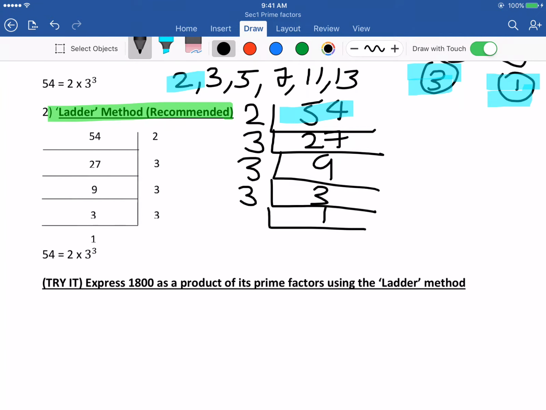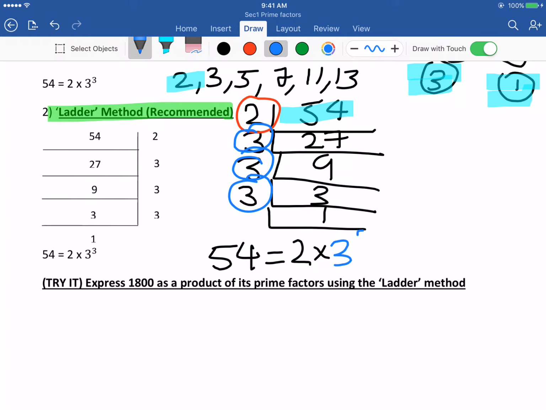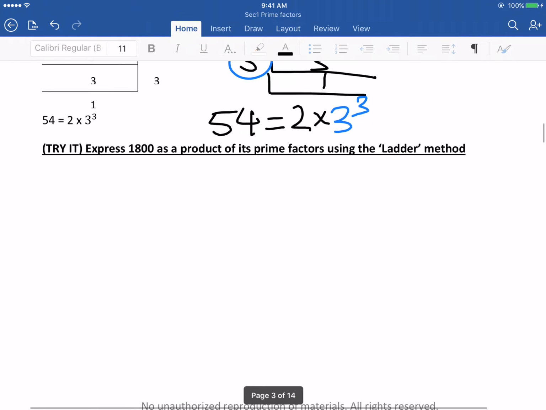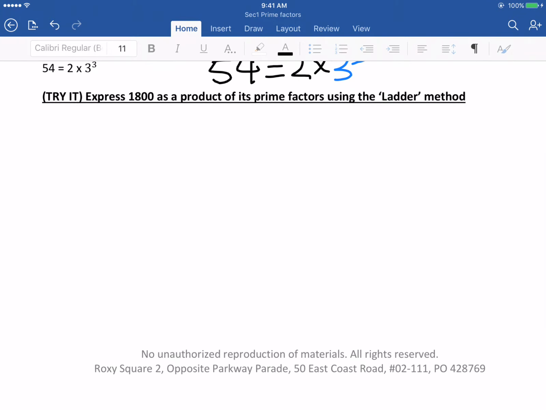So how do I express 54 in terms of its prime factors? Just 54 equals 2 times, how many 3's are there? 1, 2, 3. So write 3 to the power of 3. That's it.